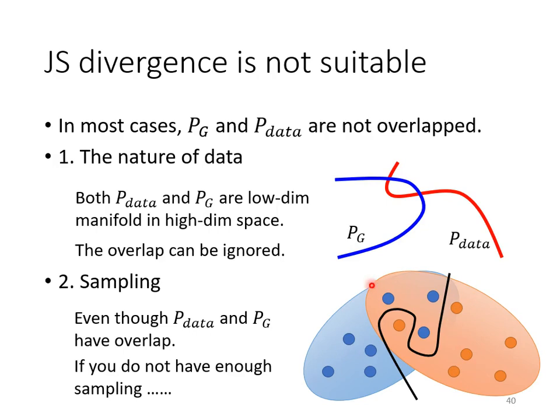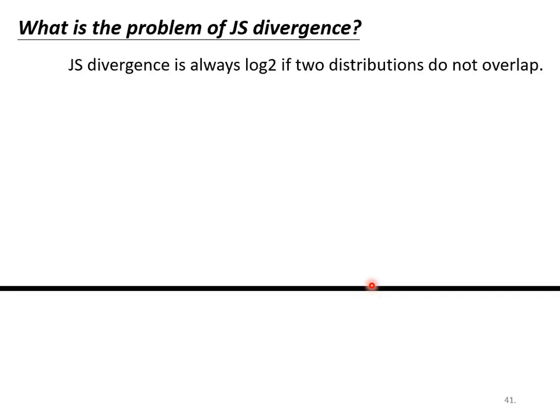This is totally reasonable. So the above gives you two reasons, trying to convince you that the two distributions of PG and P data overlap only in a very small region. And how will the fact that there is almost no overlapping affect JS divergence?